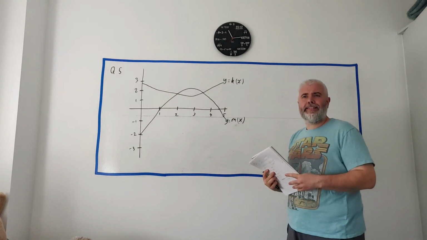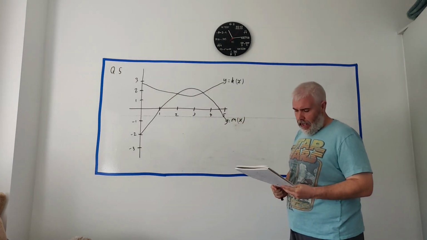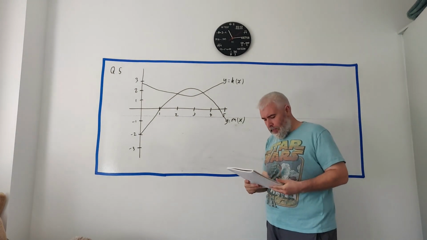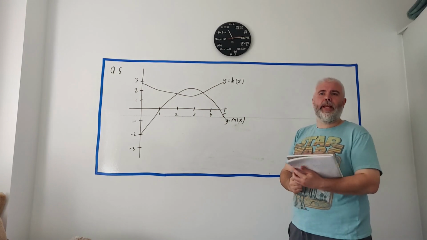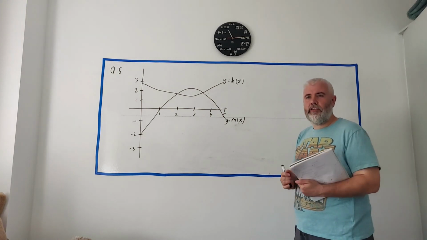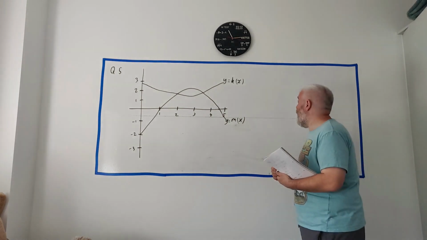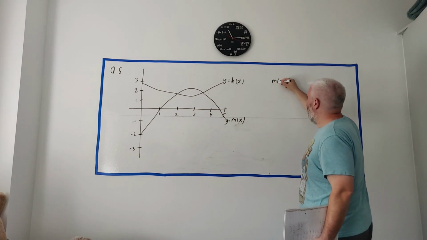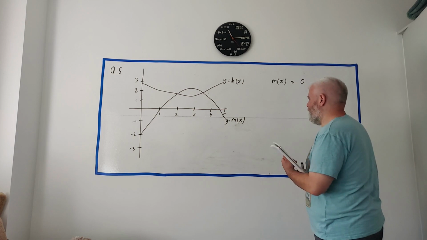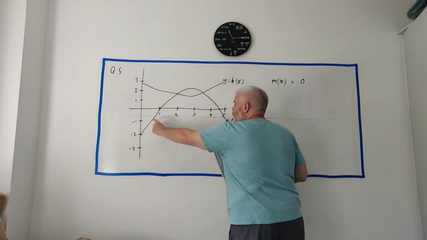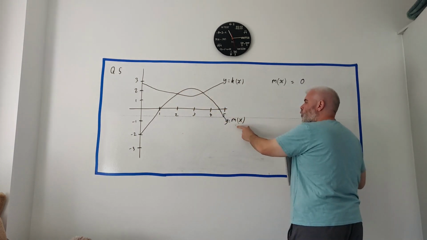Okay, for part C, hopefully you can see the graph given on the paper because my drawing is not the best. But hopefully you'll be able to explain it. So they ask for the two values of x for which m(x) is equal to 0. So m of x, here's m of x, the bottom curve. And it says y is equal to m of x.